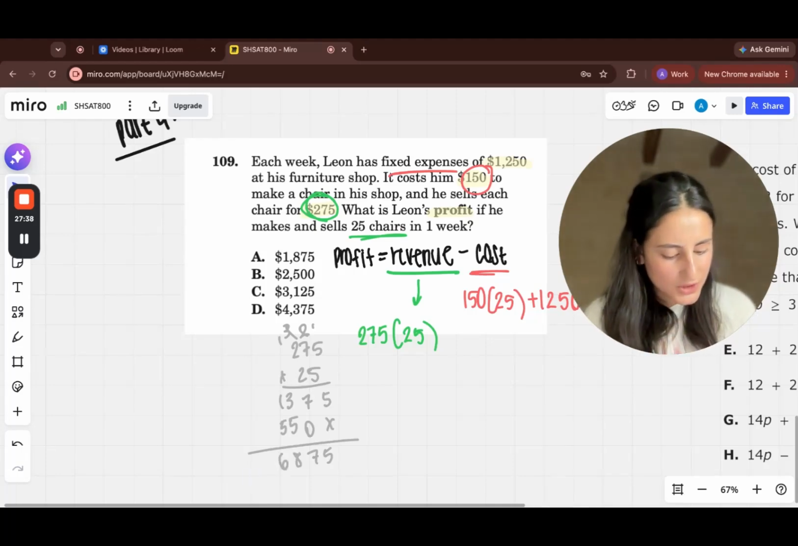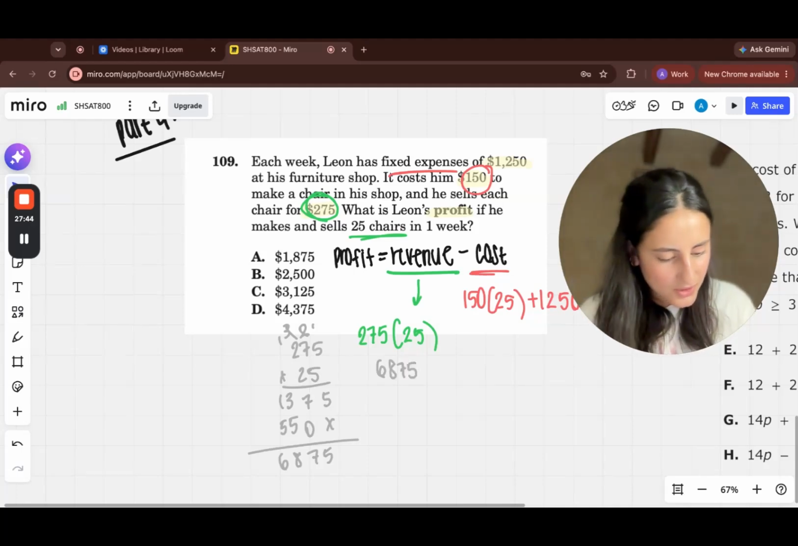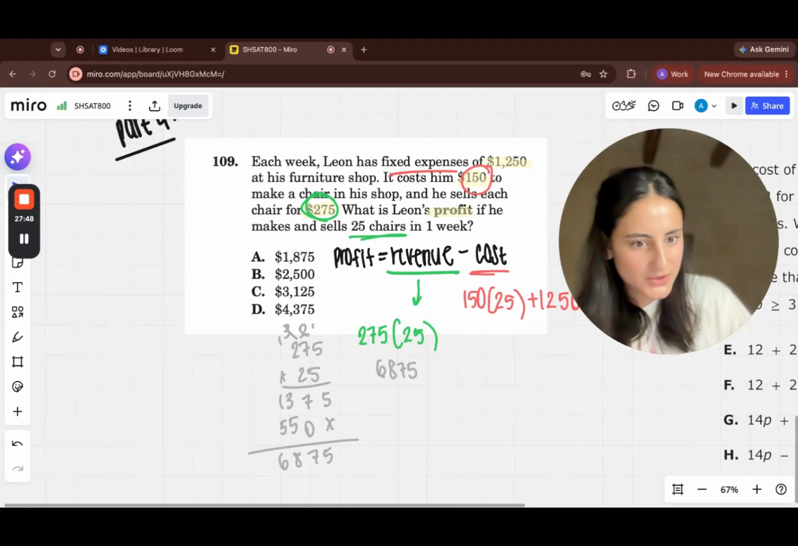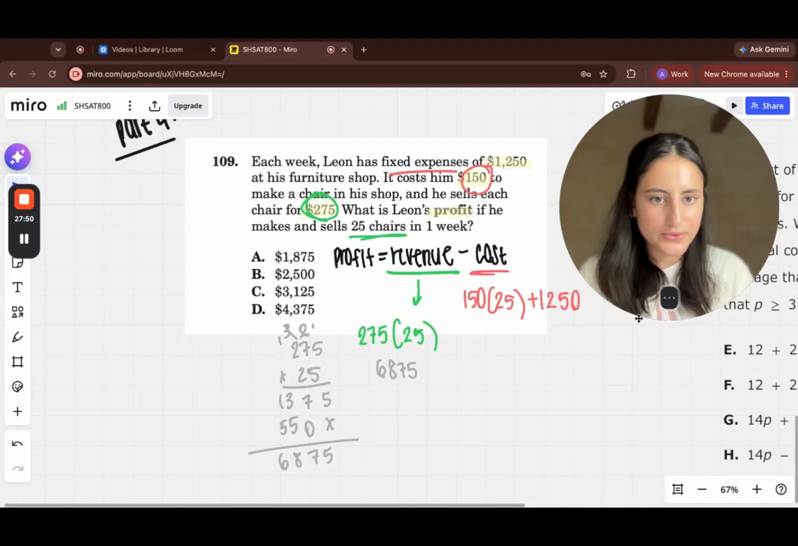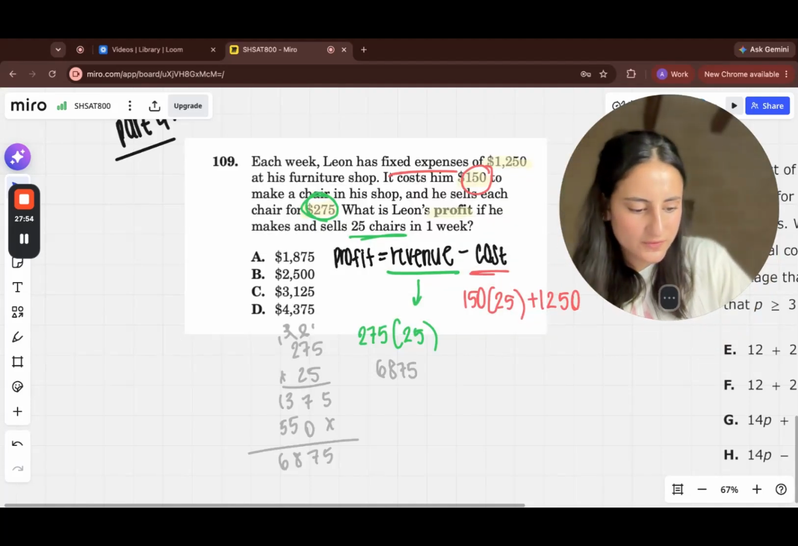Okay, so the revenue is $6,875, which I'll write over here. And then the cost is 150 times 25 plus 1250. So I'm just going to go ahead and also solve this over here on the side. 150 times 25.